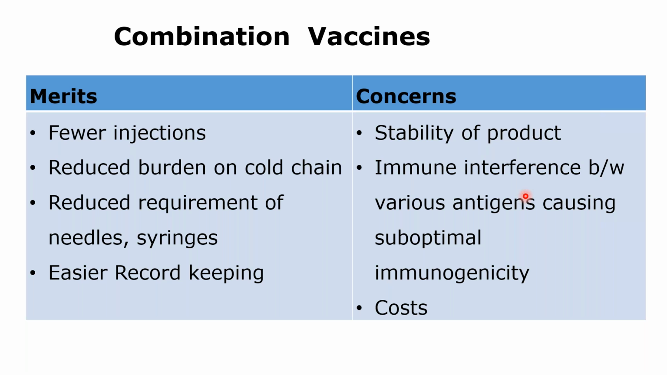Now, what are the advantages of these combination vaccines like pentavalent? One is the child will need fewer injections. Otherwise, for DPT, you would have given 1 injection, for hepatitis B, 1 injection, for Hib, 1 injection. So instead of 3 injections, the baby is receiving only 1 injection. So fewer injections are there.